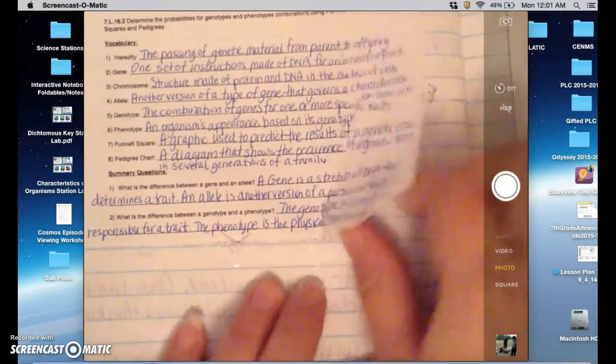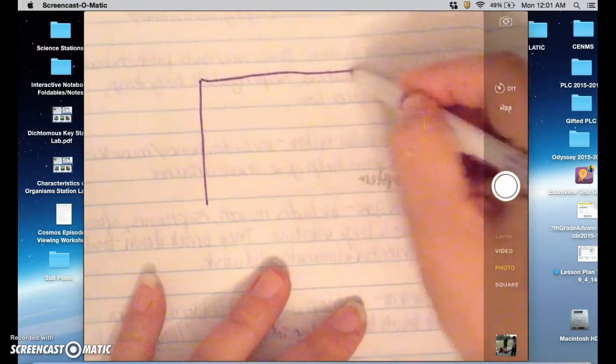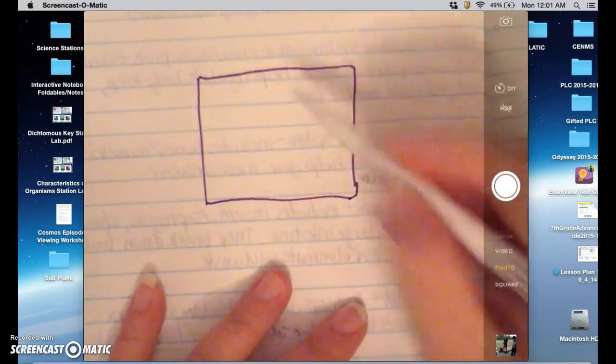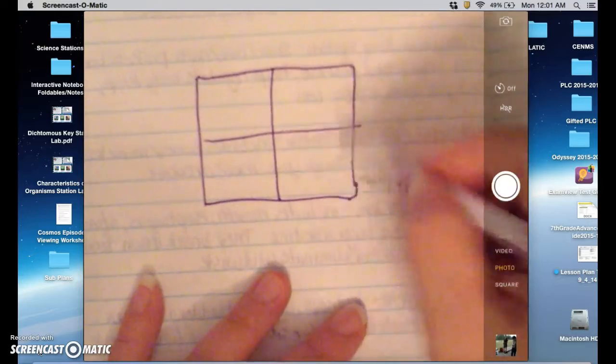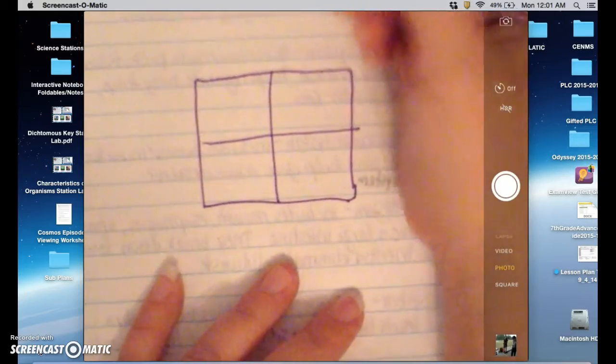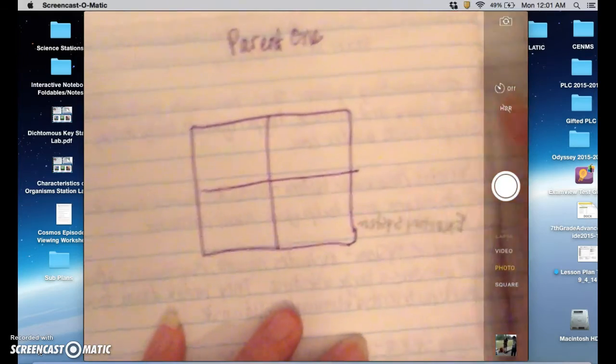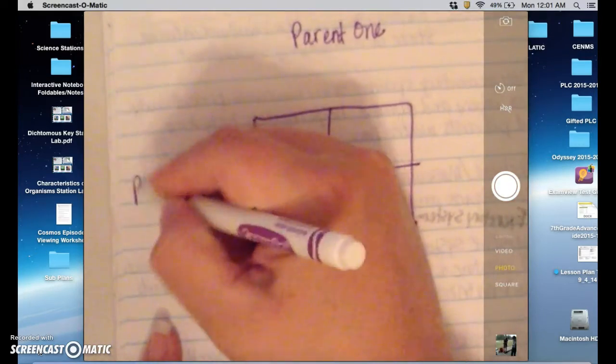What I wanted to add was an example of a Punnett square, just as a review. If you have a Punnett square, it's going to look something like this. This is the graphic that is used to predict what types of offspring two parents are going to have. Let's say you have parent 1 up here. Over here you're going to have parent 2.